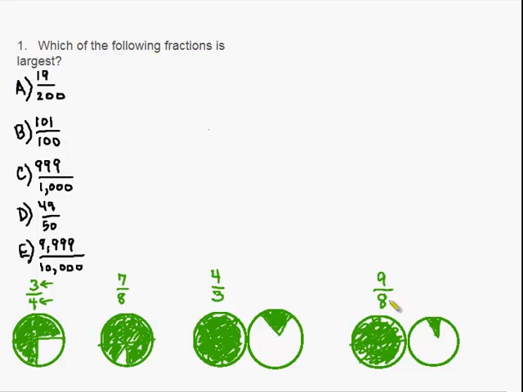So when you have an improper fraction, it'll either be equal to 1, which is when you have the same on top as you do on bottom, same numerator as denominator, or greater than 1, which is what we have in both of these cases.